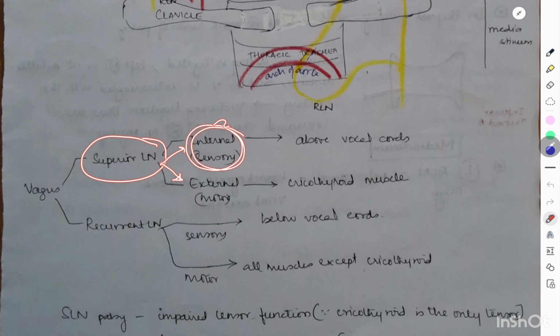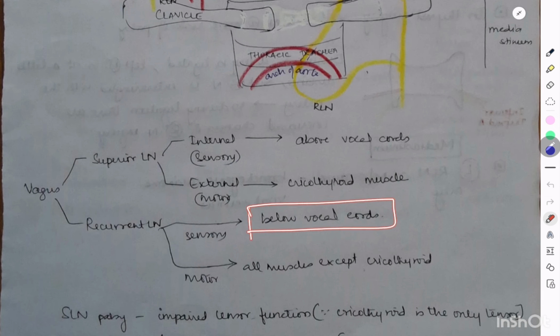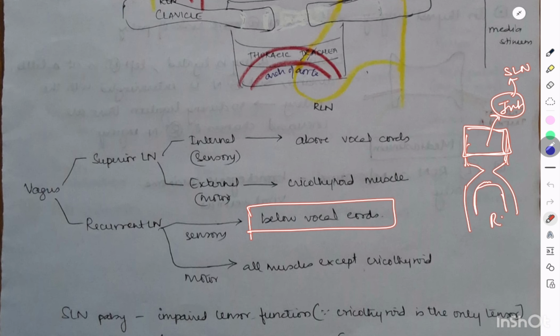Now this internal laryngeal nerve is sensory. It gives sensory supply to the parts above the vocal cords, and for the parts below the vocal cords, the sensory supply is by the recurrent laryngeal nerves. So suppose this is the vocal cords. The sensory supply above the vocal cord is by the internal laryngeal nerve, which is the branch of the superior laryngeal nerve, and the parts below are supplied by the recurrent laryngeal nerve of the corresponding side.